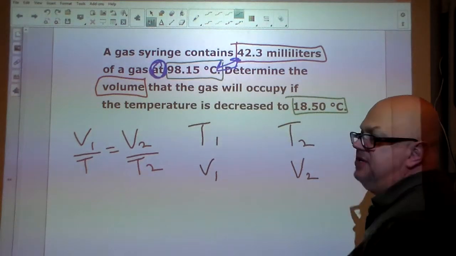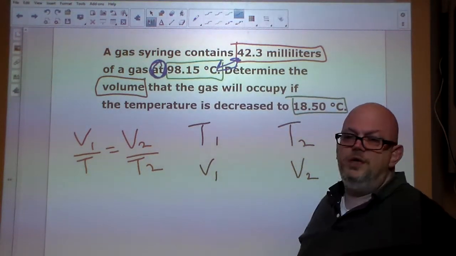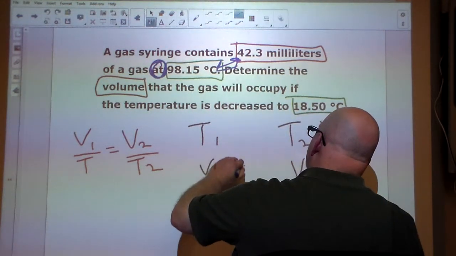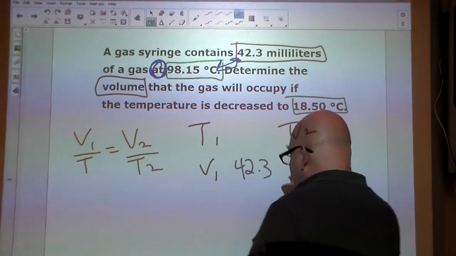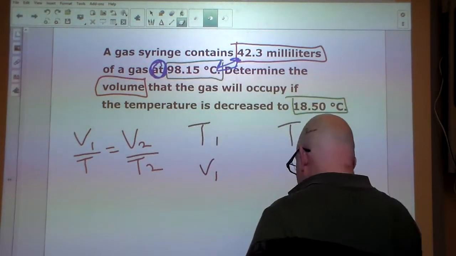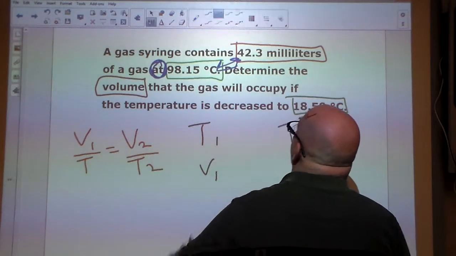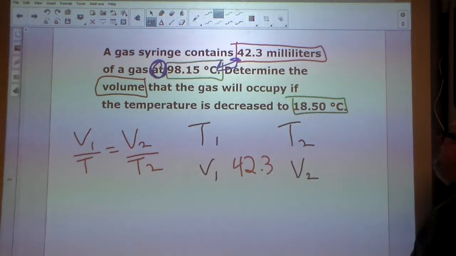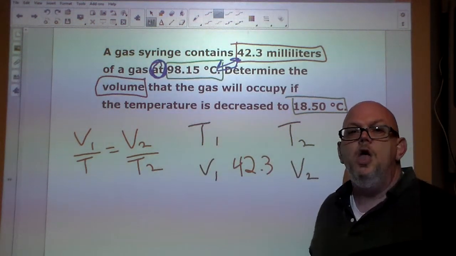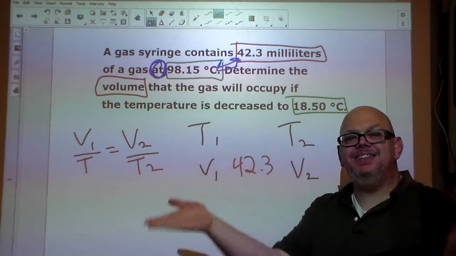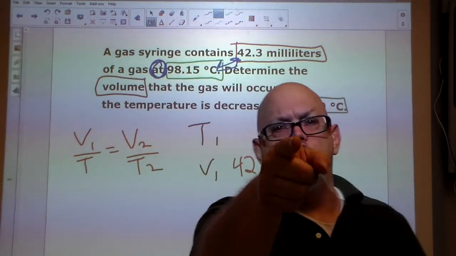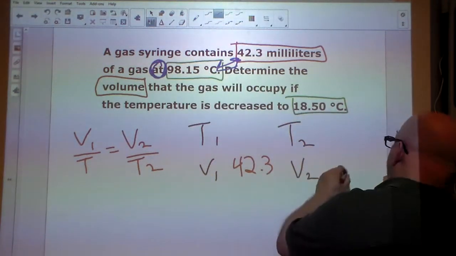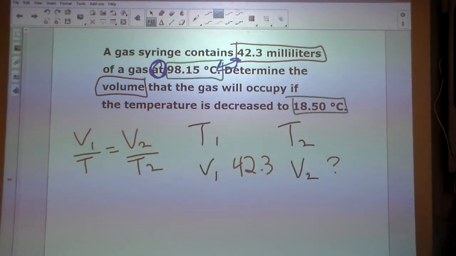So it doesn't matter if it's T1 or T2, V1 or V2, as long as you keep them in the same place. So here I'm going to make this 42.3 milliliters, in red so you guys can see. Now over here for V2, it says determine the volume. When they say determine, that's the word that says you've got to find that volume now. So that is our question mark. We don't know what that is.